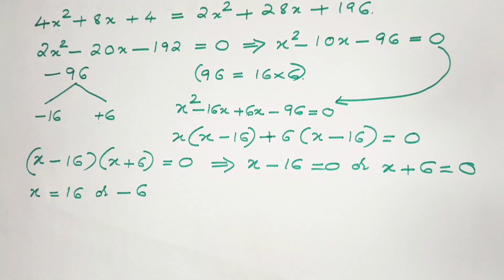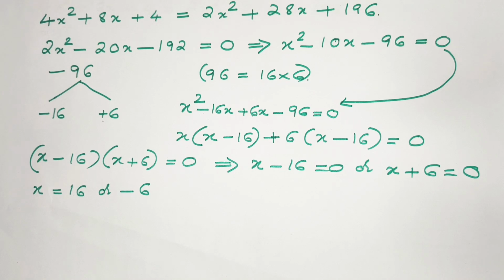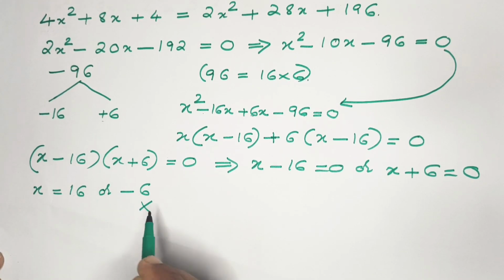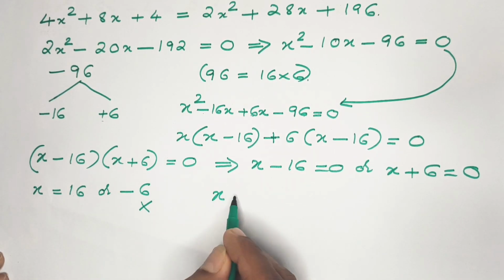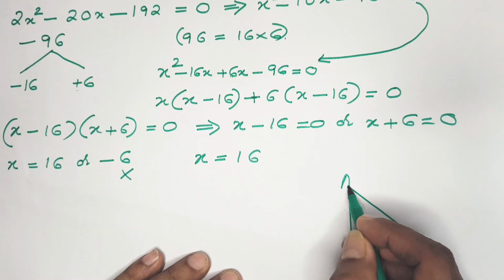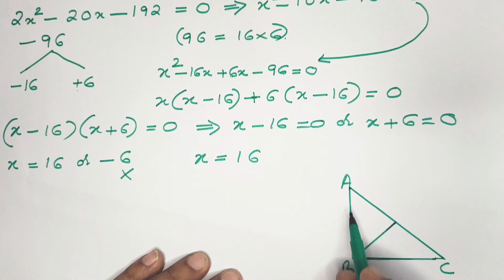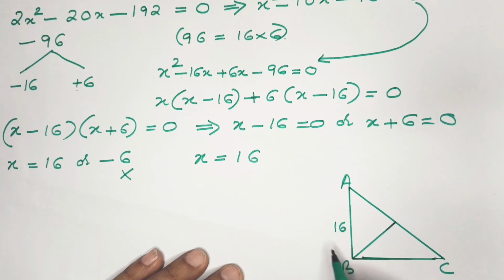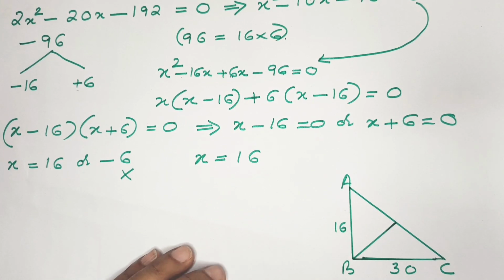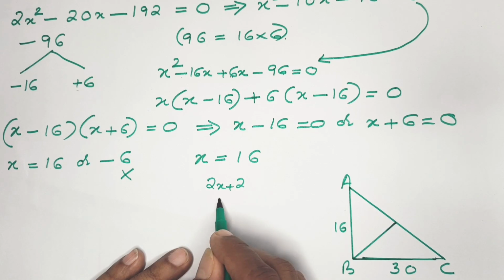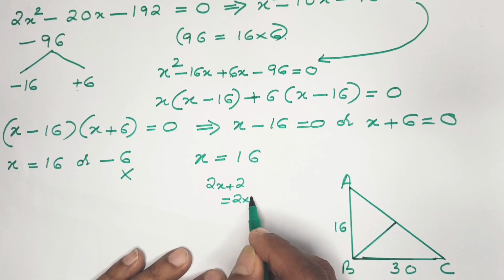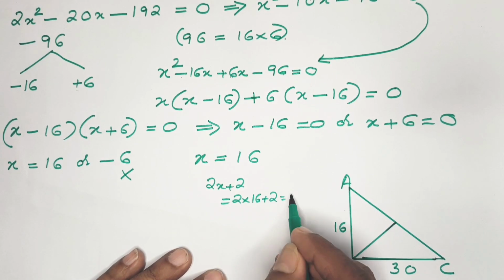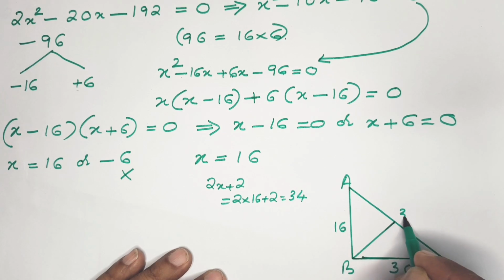See, x is the side of a triangle, so it has to be positive. So we will reject this negative value. So x is equal to 16. This is the triangle we had, ABC, in which AB was x, and x is found to be 16. And BC was x plus 14, so that will be 16 plus 14, 30. And the hypotenuse was 2x plus 2. Putting x equal to 16 here, 2 multiplied by 16 plus 2, which is 34. So this side is 34.